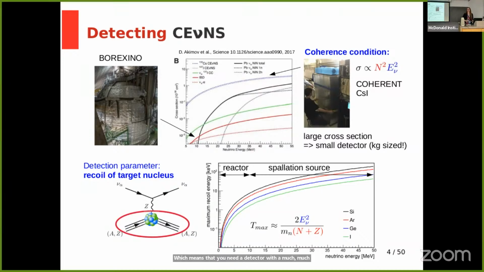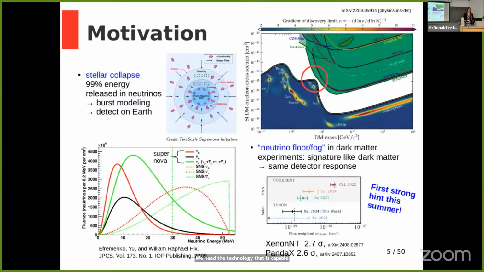What makes it so tough to detect such small recoils? You need a technology that is capable to get to these low energies. So why bother? There are a lot of interesting physics cases for CEvNS.